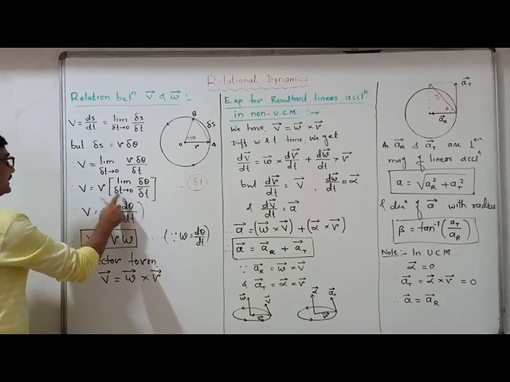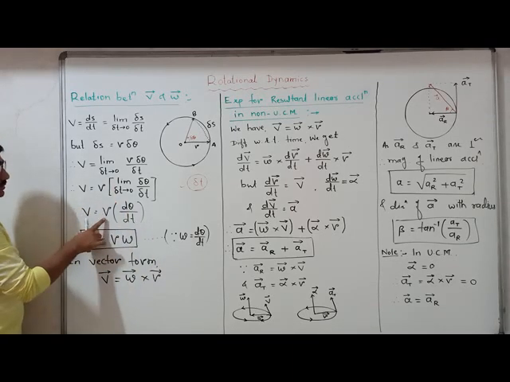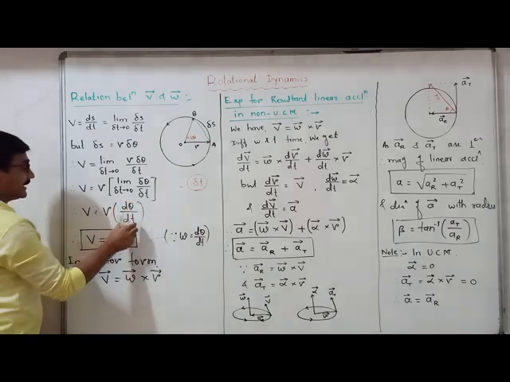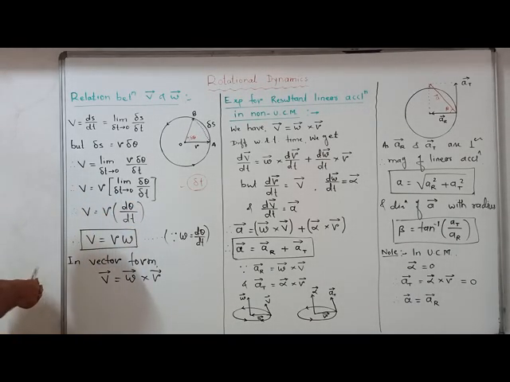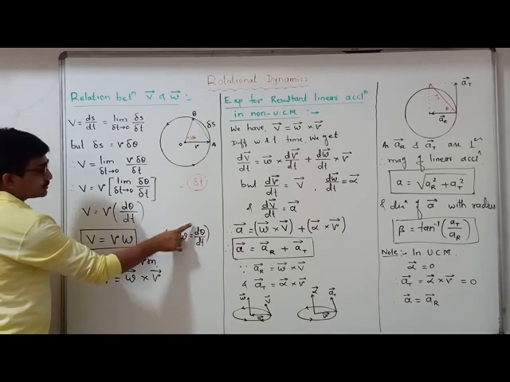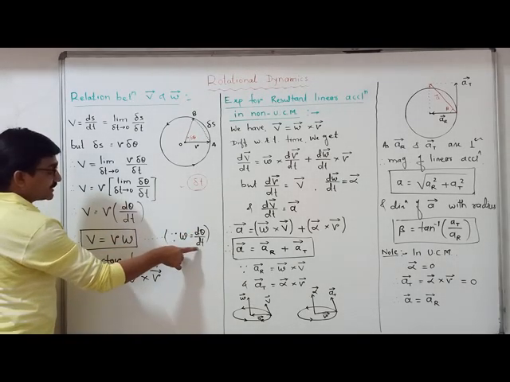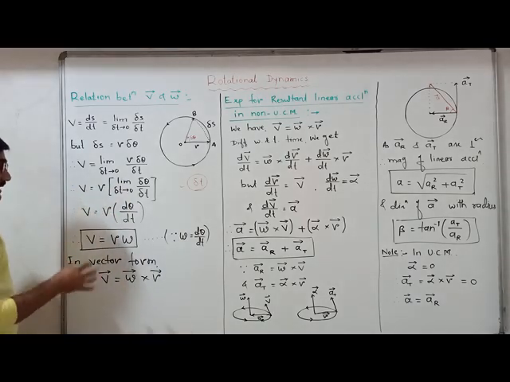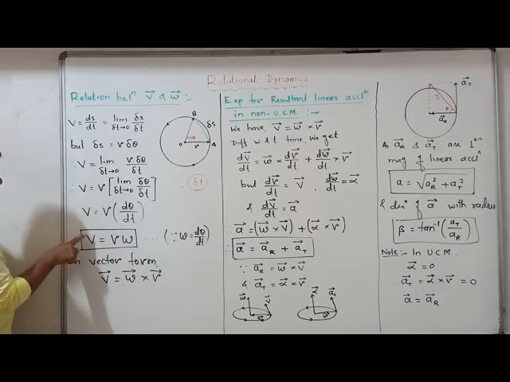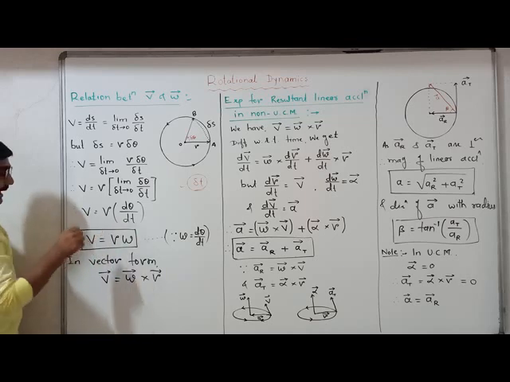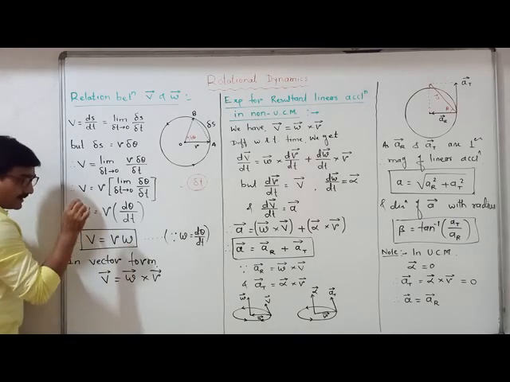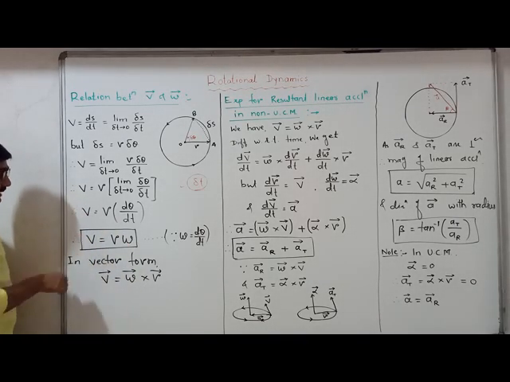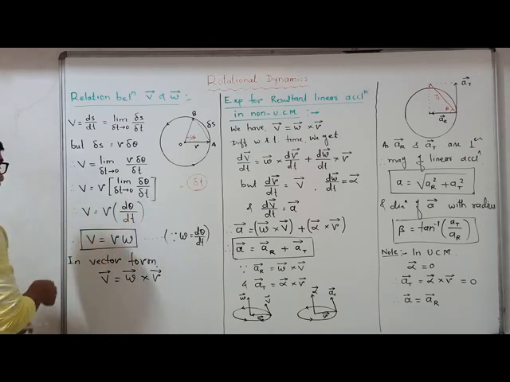Now after evaluating the limit, we get v is equal to r times d theta divided by dt. Now we know that the rate of change of angular displacement with respect to time is called angular velocity according to our definition. And now we get v is equal to r omega. This is the relation between linear velocity and angular velocity. Angular velocity is denoted by omega and linear velocity is denoted by v. So v is equal to r omega.